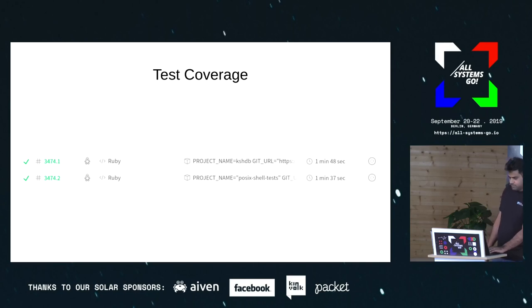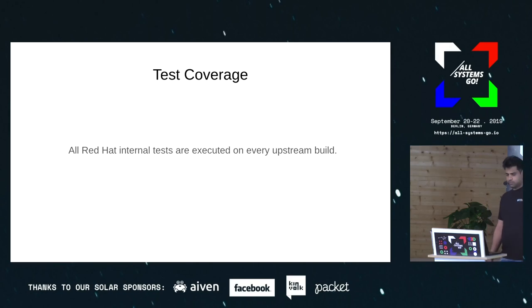And apart from our unit tests in upstream, we also run some third-party tests. We run tests from KSHDB in upstream, and also a set of tests that are derived out of just shell tests. And we also execute all Red Hat internal tests on every upstream commit. Unfortunately, results of these tests are not public. We take care of them internally.